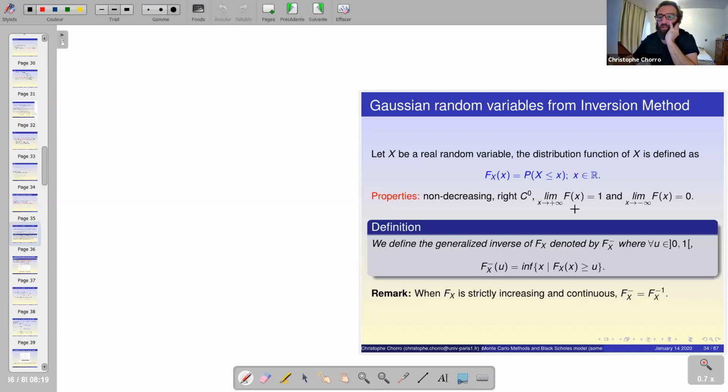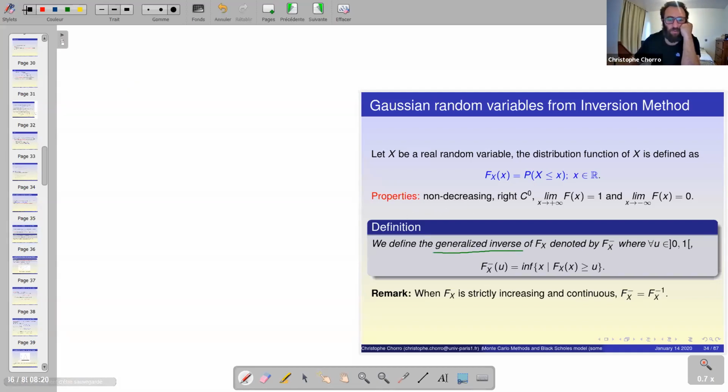The limit at plus infinity is 1. The limit at minus infinity is 0. And as with all mappings that are increasing, it is possible to define what we call the generalized inverse of the distribution function. The generalized inverse is something that you can always define for a mapping that is non-decreasing.